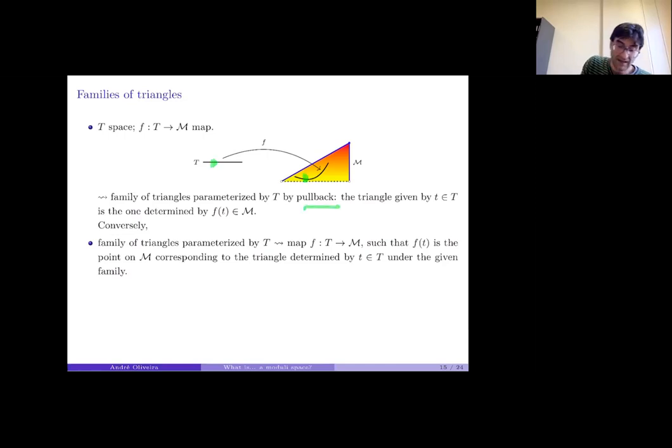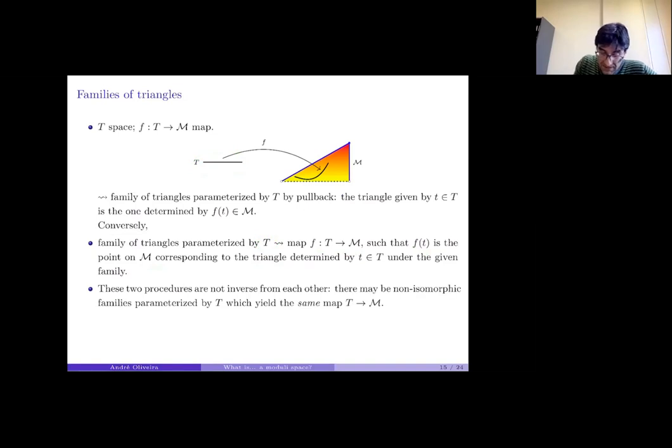And then conversely, if you have a family of triangles over T, then I have a map to M, such that f of t is the point on M corresponding to the triangle determined by t. I'm repeating what I told you before. So now let's see that these two procedures are not inverse to each other in this case.